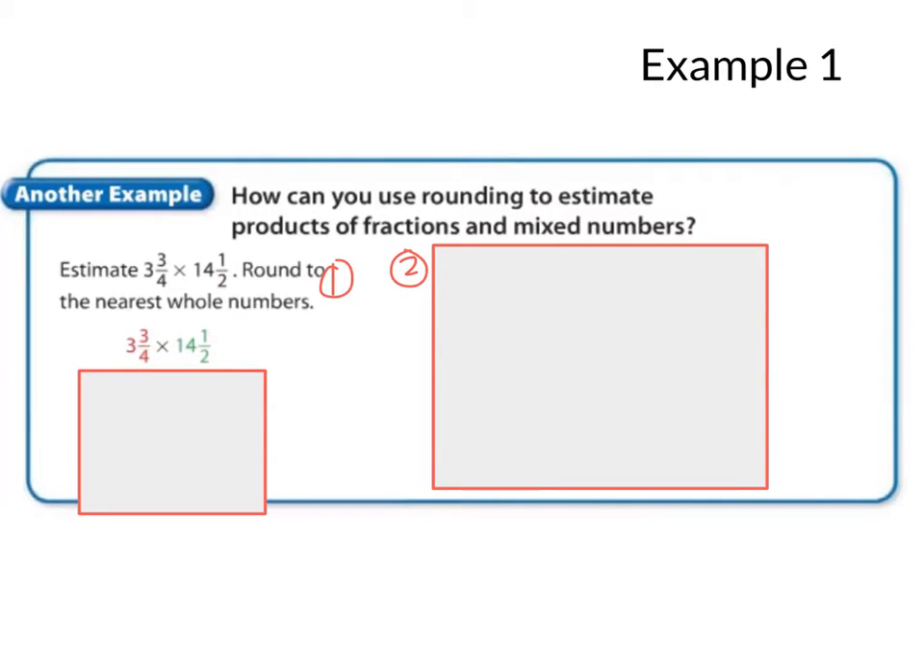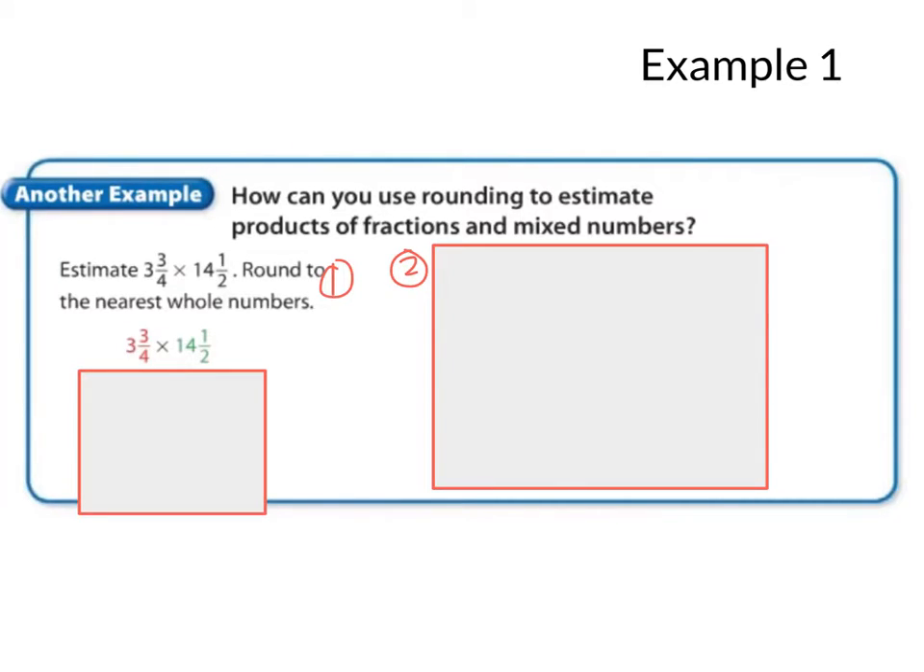So I see mixed numbers here, whole numbers and fractions. We want to round to the nearest whole number. So 3 and 3/4, is that closer to 3 or 4? Well, I know that 2/4 is half, or 2 is half of 4, and it's higher than that, and even if it was 2/4, that would still round up to 4, so this is going to round to 4.